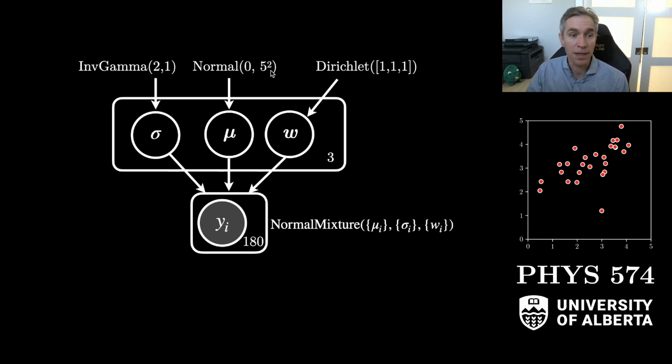More on that in the next slide. And so we're going to assume that there are these 3 collections, and this fully feeds into a normal mixture model, which is basically a sum of 3 normal distributions with a vector of means, standard deviations, and weights. And there are going to be 180 data points that are giving us constraints on these 3 parameters.